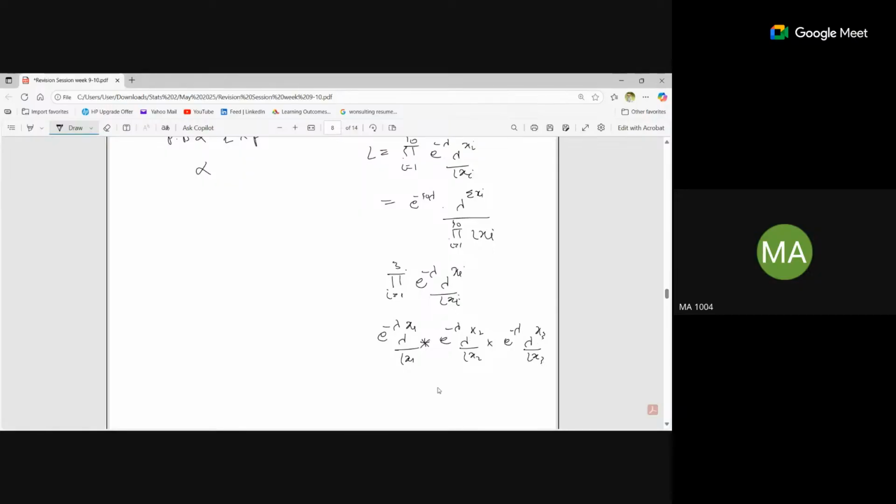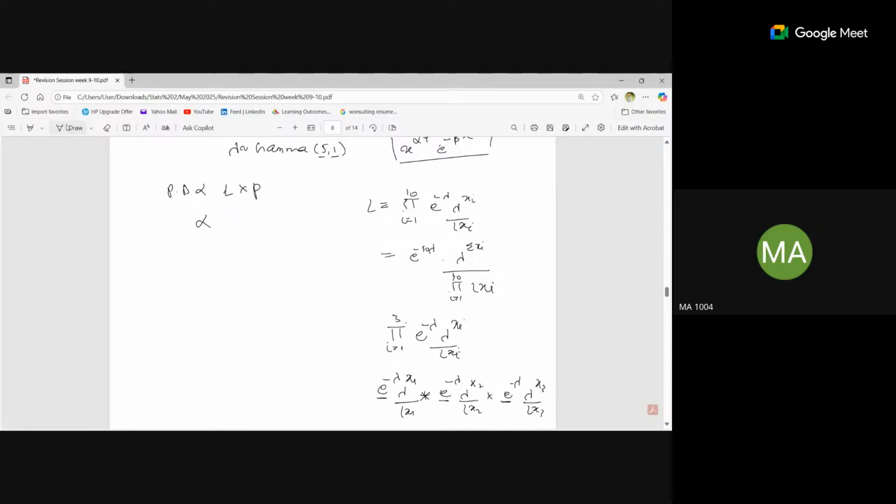So I can write this as e raised to the power minus 3 lambda, because e raised to the power minus lambda is repeating 3 times, into lambda raised to the power summation of xi divided by the product of factorial xi. Can I write it? Yes, now is it clear? I get it. Okay.